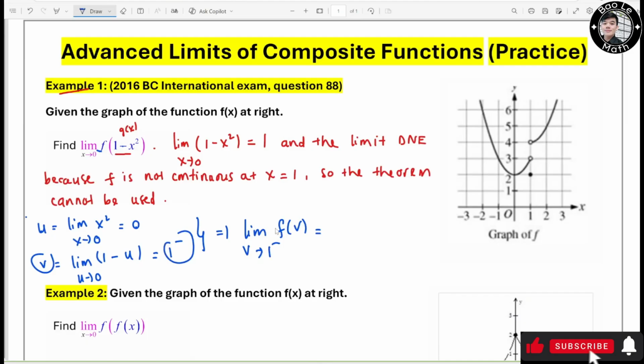So I can replace the function f of v with f of s, right? So I have the limit of the function f of s, and then s approaches 1 minus. So I'm going to use the graph right here. 1 minus means 1 from the left, so for this one right here, the answer must be 3.